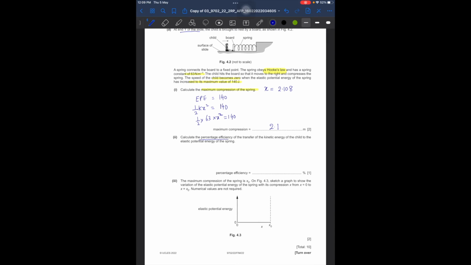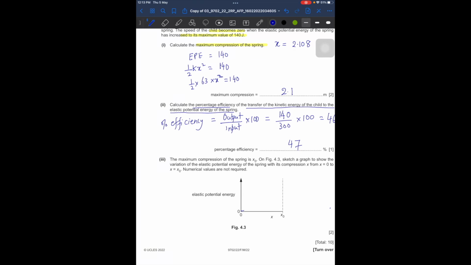Then it's asking to calculate the percentage efficiency of the transfer of kinetic energy of the child to the elastic potential energy of the spring. If you remember, the child came in with an energy of 300 joules, from our previous part. Then that energy got converted to 140 joules of EPE. Remember, percentage efficiency of any kind is always output over input times 100. So here output, how much did we get? 140. Input was 300, times 100, and that gives us 46.67, which we will round off to 2 SF. You'll get 47.